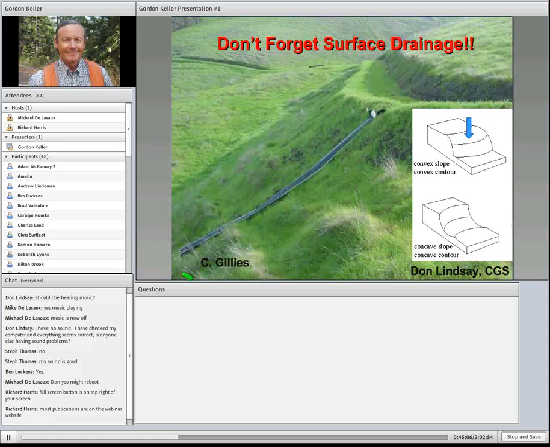And I want to throw this in. I borrowed this slide from Don from last week. Thank you, Don. Surface drainage. You don't want to concentrate water on top of a slope or a slide. So if you can get the water dispersed over here onto a convex slope rather than onto a concave slope where it concentrates, you're much more likely to minimize a failure problem.